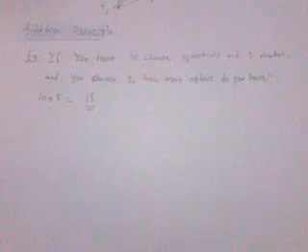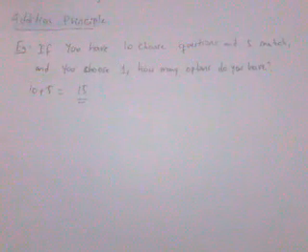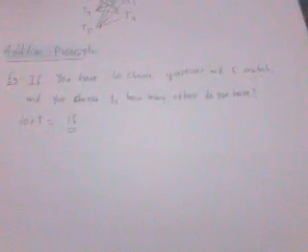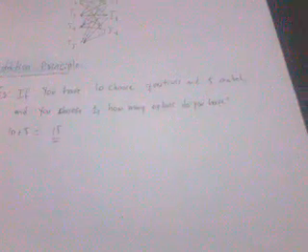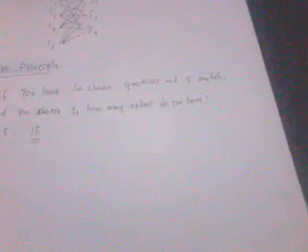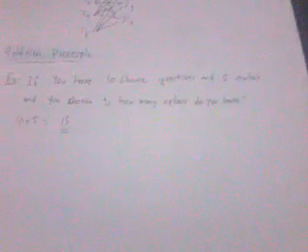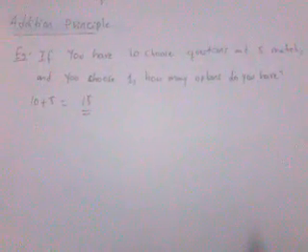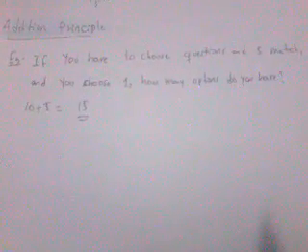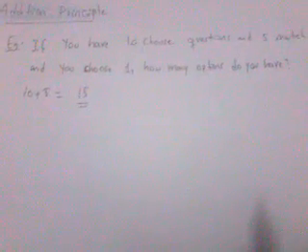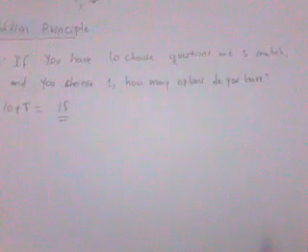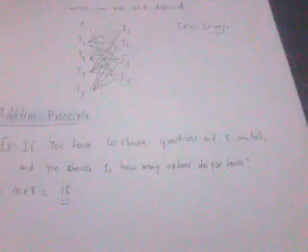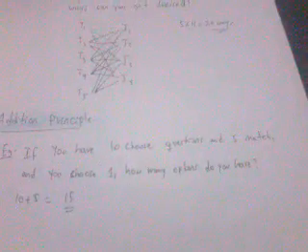The addition principle says that if an event can occur in m different ways and another in n ways, then the total number of ways it can occur is m plus n. If you have 10 choice questions and 5 match questions and you choose one, how many options would you have? You'd have 15 choices. So that's all about the fundamentals of counting.